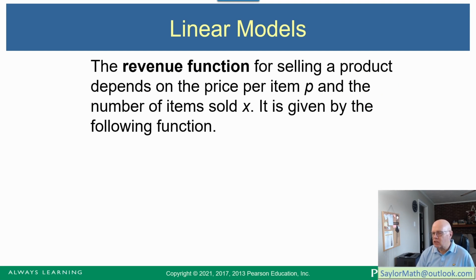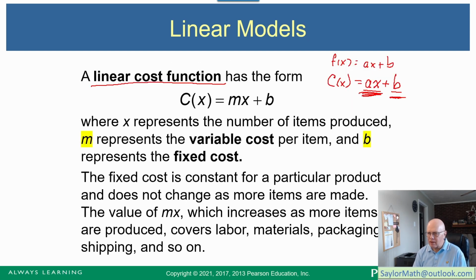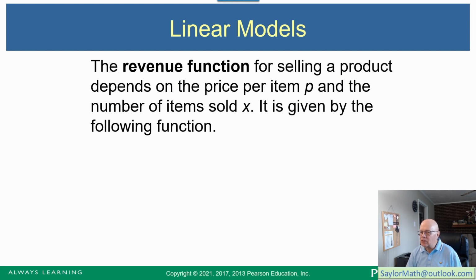Now that was a cost function. We've also got a revenue function. What are we talking about? Okay, we're producing something. Let's say we're producing TVs. Why are we producing the TVs? We're going to sell them, right? Okay, so in producing those TVs, it's going to cost us something to make them. That's what the cost function means. The revenue function represents how much money comes in because you're selling them.